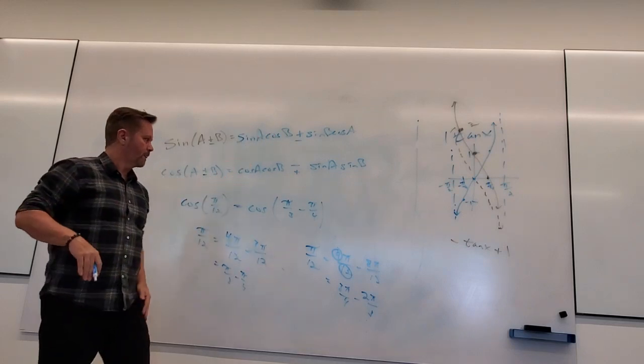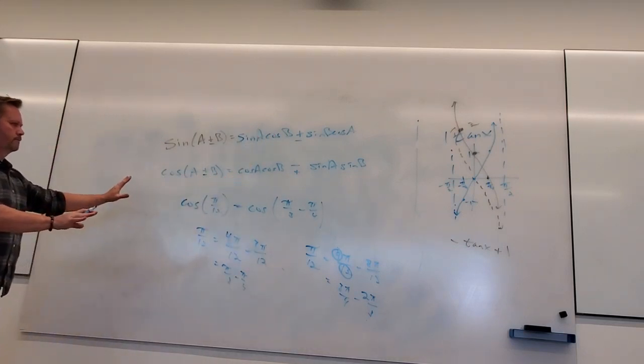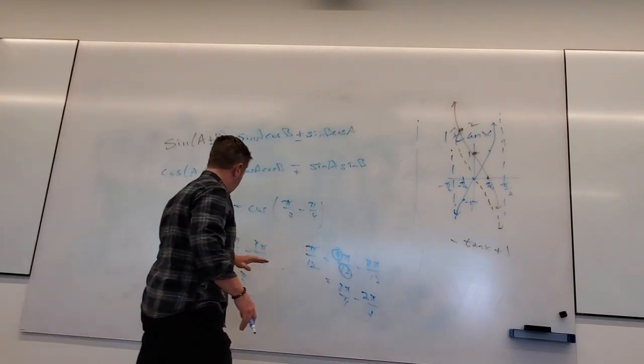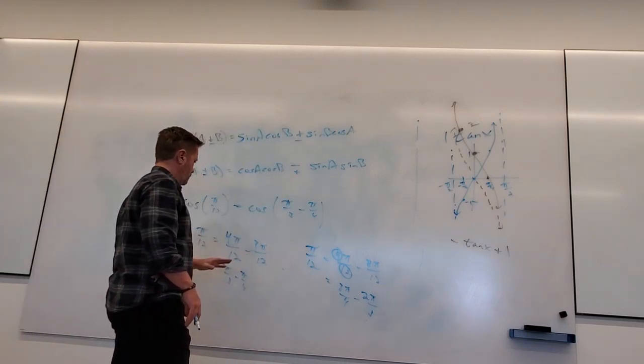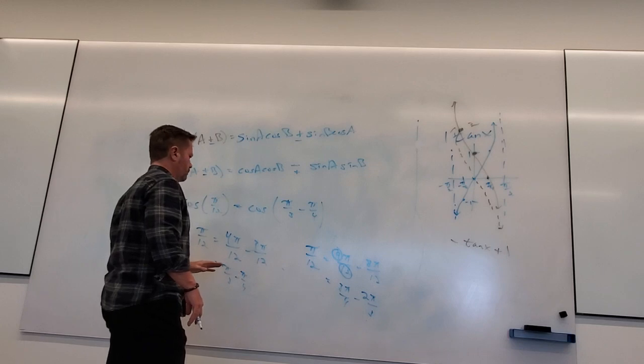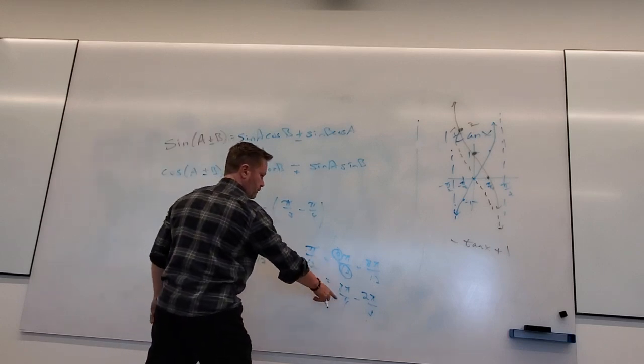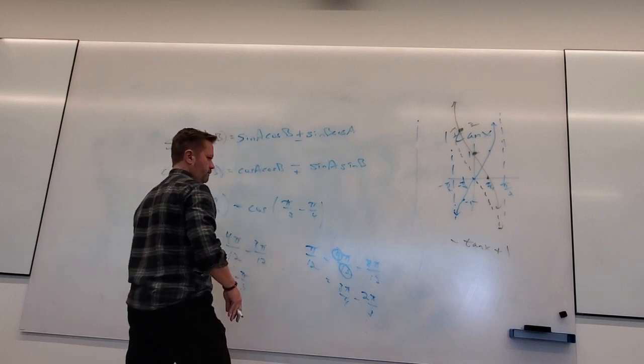Okay. Is that 3 pi over 4? Right there, on the right side. 3 pi over 4 here. Yeah, because that's what 9 pi over 12 reduces to. Okay. Yes. Now.